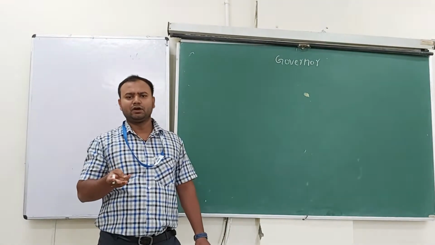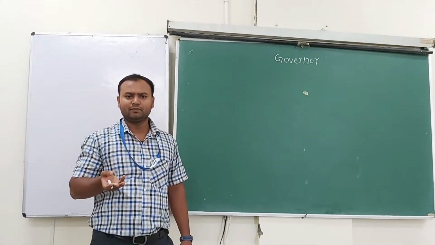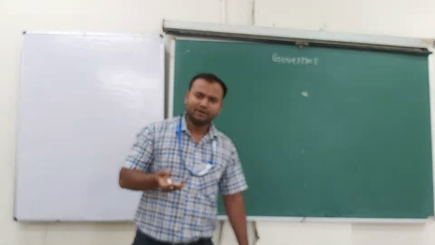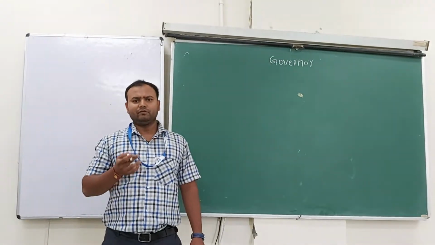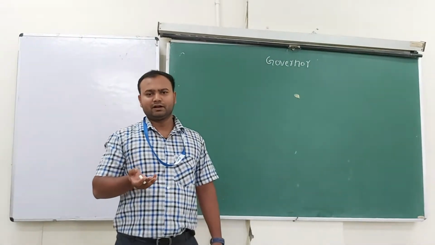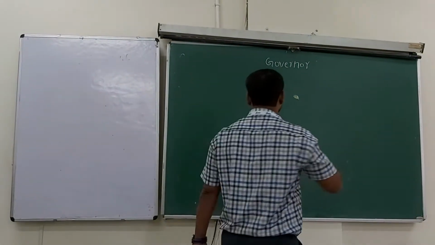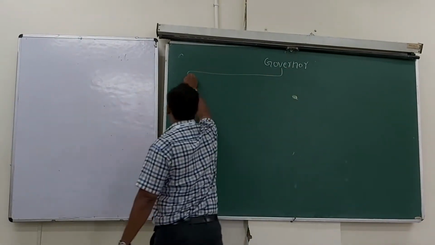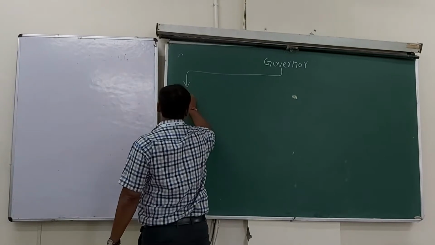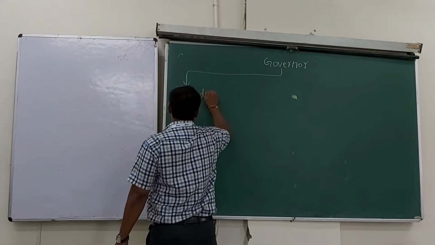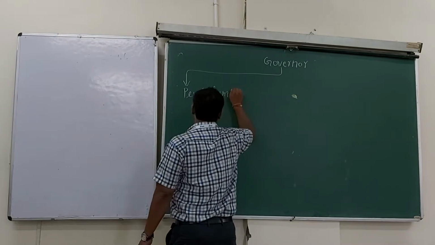One governor is the centrifugal governor, another is the inertia governor, and there are different kinds of centrifugal governor. Mostly in daily life we use the centrifugal governor. So first we give the classification of governors. There are two types of governor. One is the pendulum type governor.